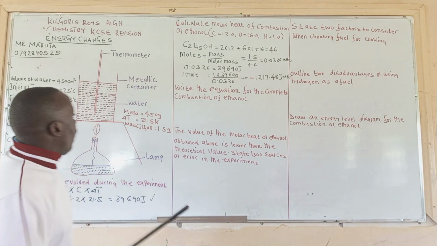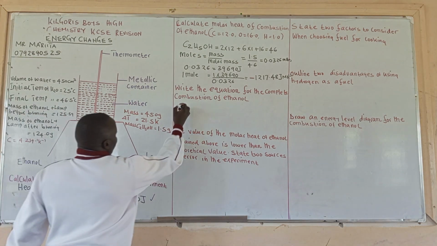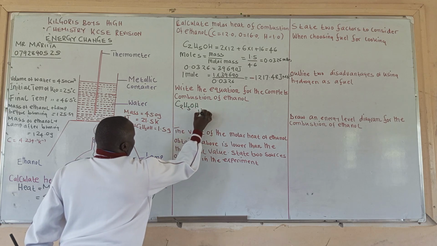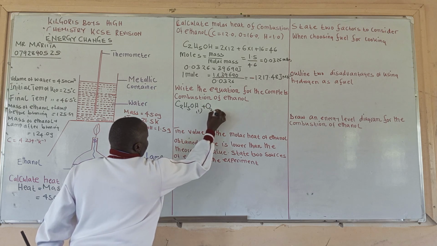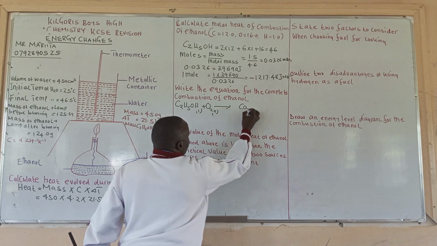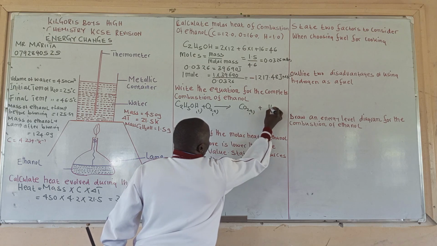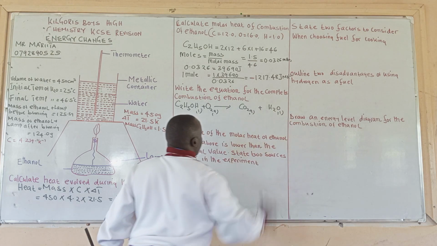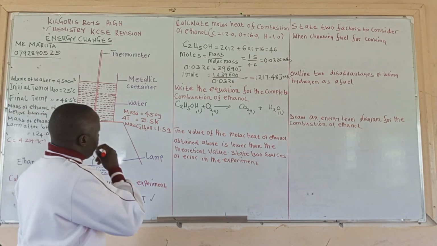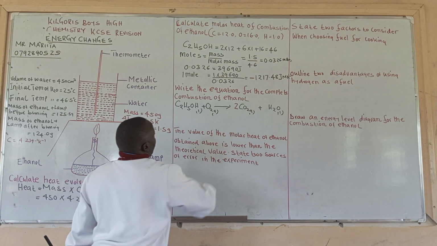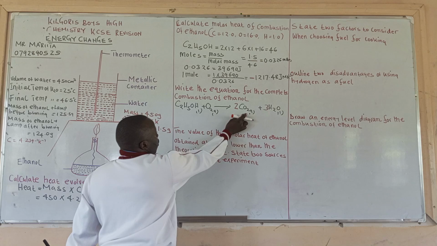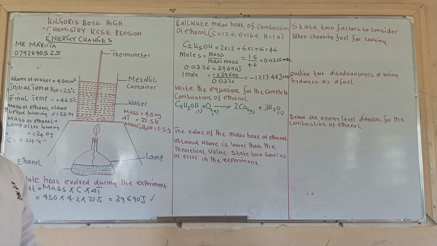In the complete combustion of ethanol, we have ethanol, which is 2 carbons, 5 hydrogens, and OH. This one is in liquid form. It is burned in the presence of oxygen, and there are only 2 products you can have: CO2, carbon dioxide, and water in liquid form. This is the complete combustion of ethanol. So we have 2 carbons here, then 6 hydrogens, then 4 oxygen plus 7. So the equation is balanced like that.